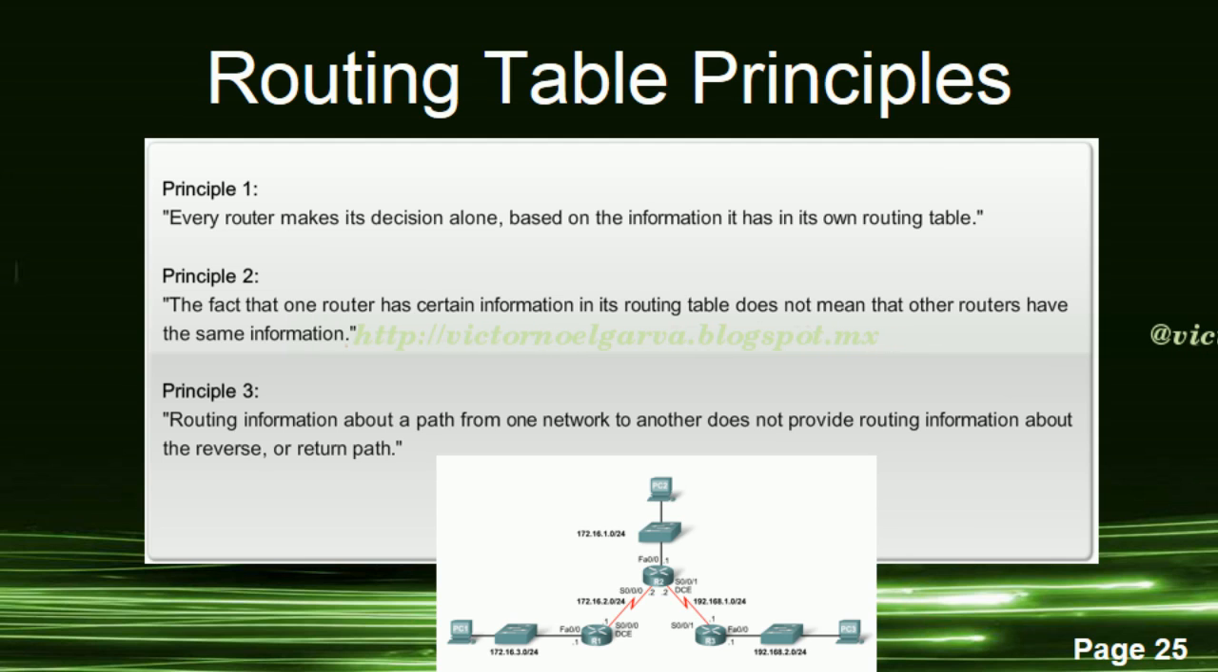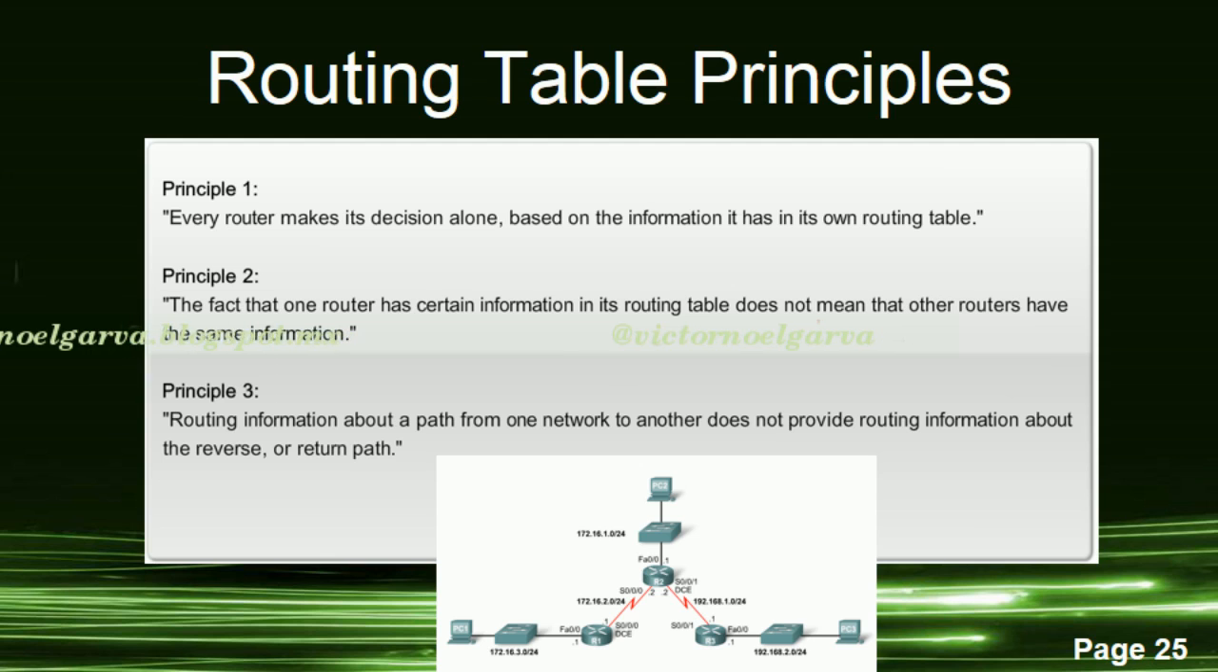R1 does not know whether or not R2 has a route to the 192.168.2.0/24 network. Again, the network administrator would be responsible for ensuring that the next hop router also has a route to this network. Using Principle 2, we still need to configure the proper routing on the other routers, R2 and R3, to make sure that they have routes to these three networks.